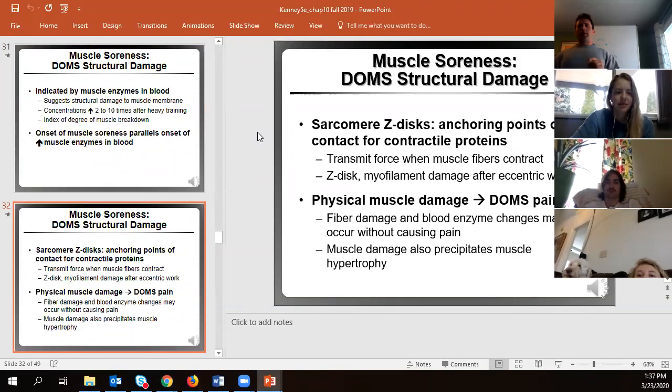So when we say the structural damage, remember those Z lines that are keeping two sarcomeres together? They literally become broken.